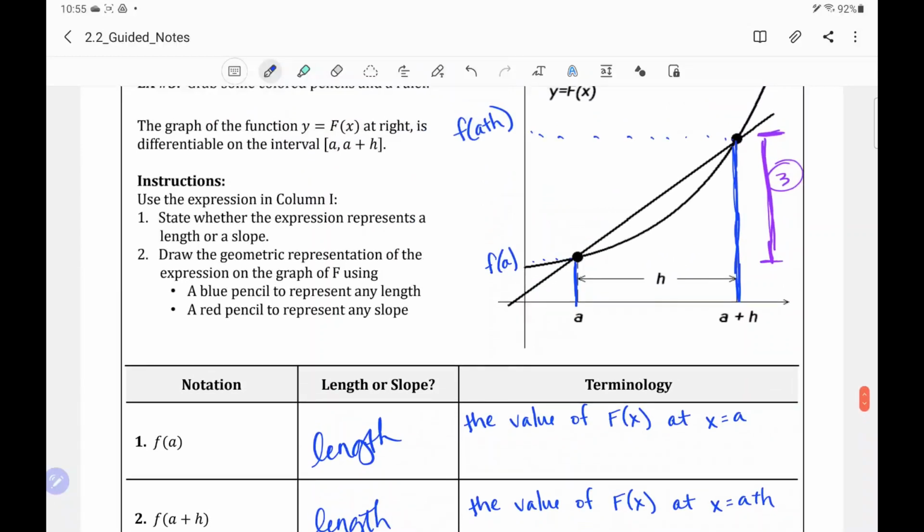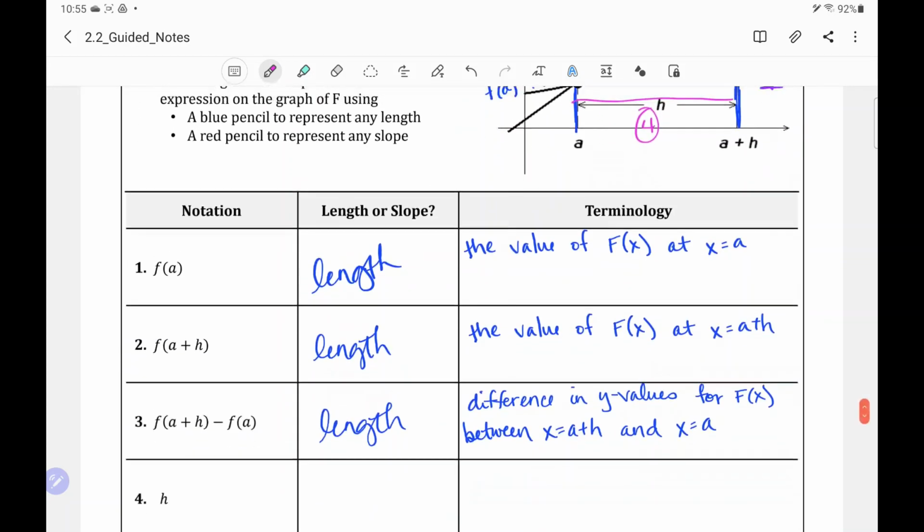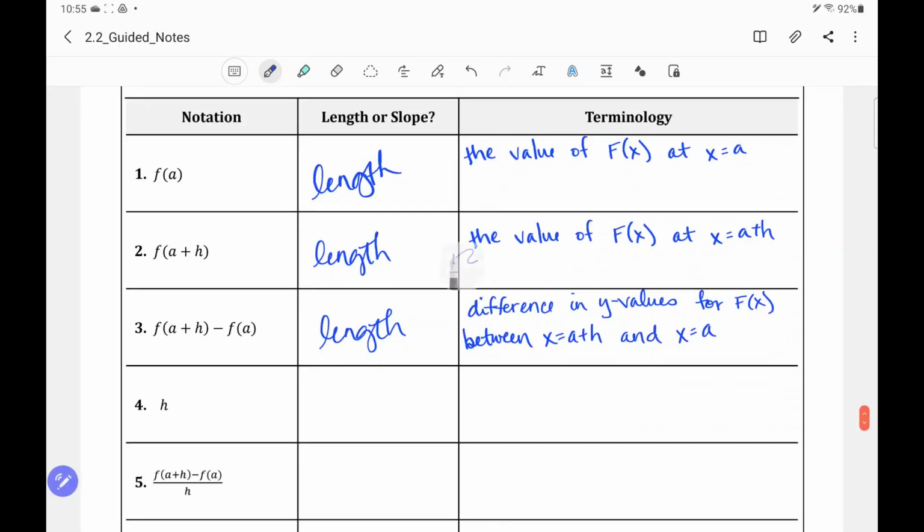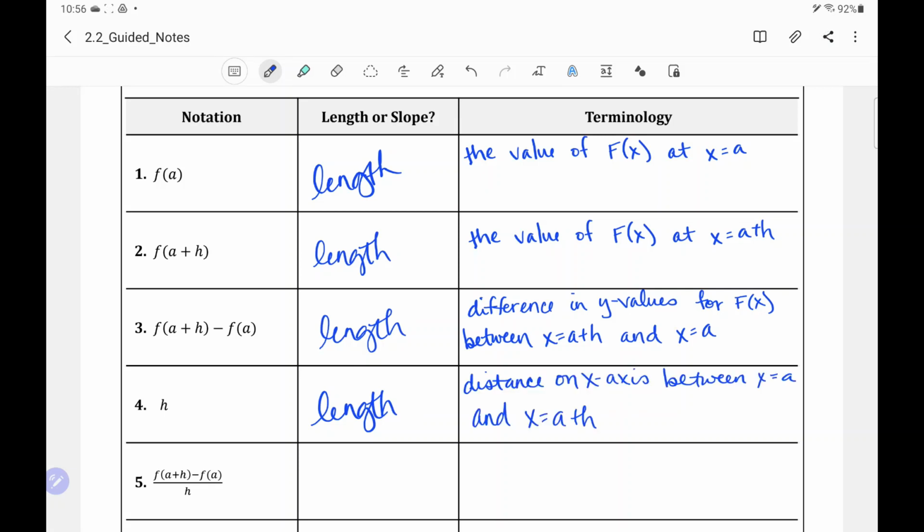Well, interestingly enough, this one is right here. We have h, the distance between a and a plus h, right? If you wanted to not have it on there on the graph that they already have, you could put it down here, but they've already labeled it for us, so why bother? So for me, I would just mark right here. This is number 4. Okay, so it again is a length, right? This is a length. What is it representing? How can we put it in terminology? Okay, so this one is the distance on the x-axis between x equals a and x equals a plus h.